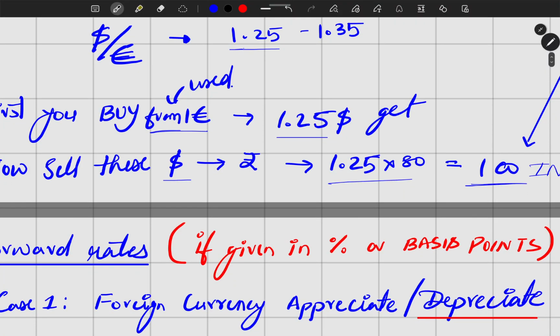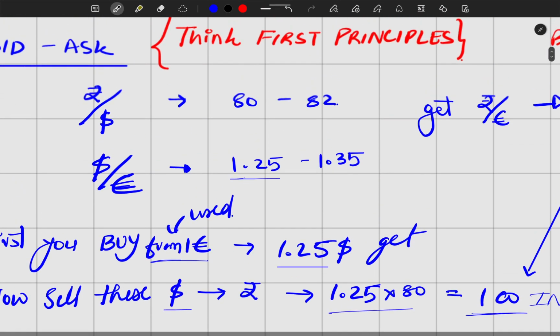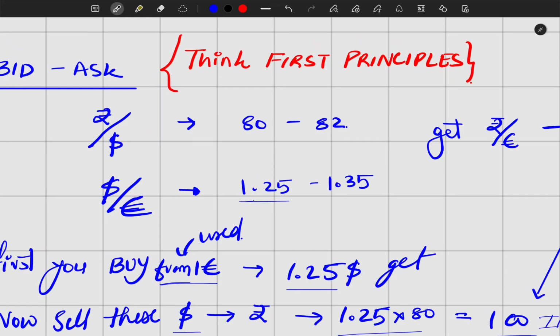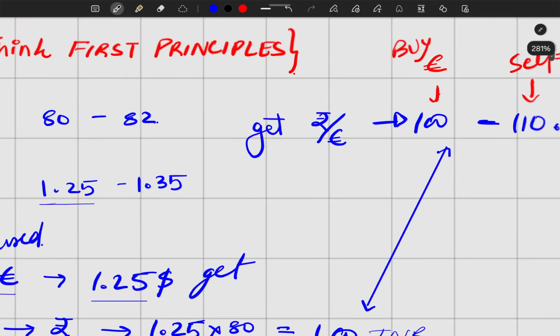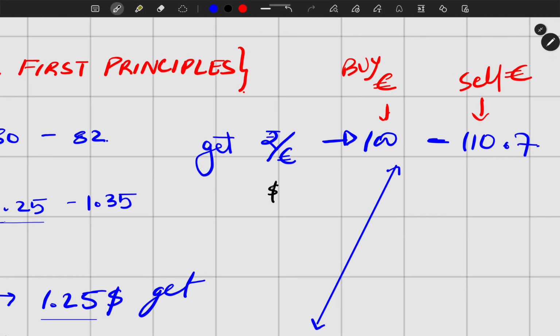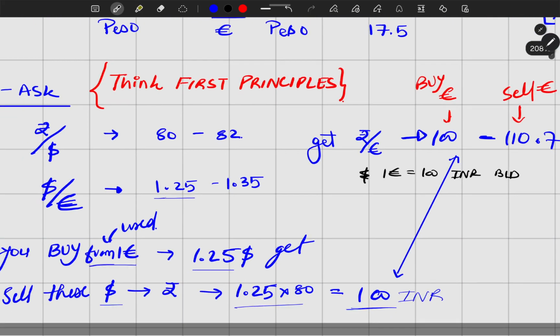Then what? You convert these dollars into rupees. What do you get? You get 80 rupees per dollar. So you get 1.25 times 80, that is 100 rupees. So if you have 1 euro, you get 100 INR. That is the bid rate. And similar for the ask rate. What do you want to know? If I want to buy a euro, how many rupees would I have to spend? So let's say you want to buy a euro, you need $1.35, and for that $1.35 you need to spend 82 per dollar. So 82 times 1.35, you get 110.7. That's the basic idea. Okay, let me clean this up.